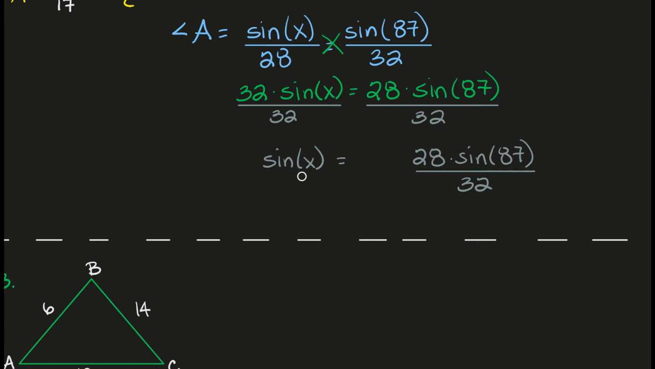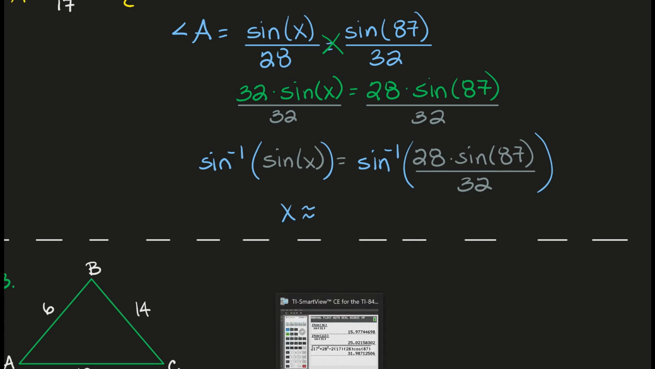Now, here we don't want sine of x. We just want x because that's the measure of the angle. Remember that sine is a function. So you cannot just simply divide by sine, and you can't just say, well, let's just cross it out. Okay, so the way you eliminate a function, or we're going to say you reduce a function to 1, is you have to multiply by the inverse. So if I do it to the left, I have to do it to the right. So x is going to equal sine inverse of 28 times sine 87 divided by 32.